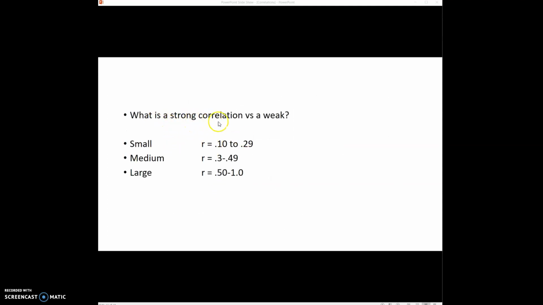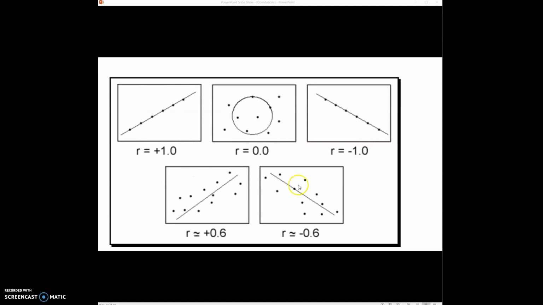So let's talk about what is a strong correlation versus a weak. And you want to hang on to this. A small correlation is anywhere from 0.1 to 0.29. A medium correlation is 0.3 to 0.49. And a large correlation is 0.5 to 1. And remember, the negative of these is the same thing. It's just a negative. You can have a small negative correlation, a medium negative correlation and a large negative correlation. Just because they're negative, that doesn't mean that they're exclusive of small, medium, and large.